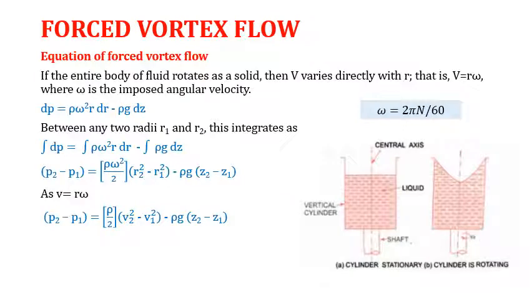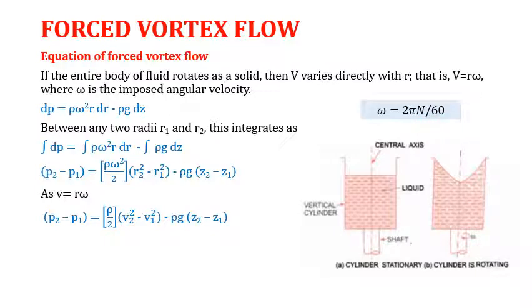Let's derive the equation for forced vortex flow. For that, consider this diagram in which the vertical cylinder is linked with a shaft below, and the shaft rotates with an angular velocity omega. The water surface, which was initially horizontal, upon rotation will change into the form of a parabola, and we can compute the angular velocity by using this relationship: omega is 2 pi n over 60, where n is the number of revolutions in rpm.